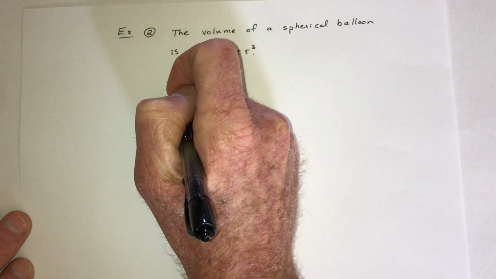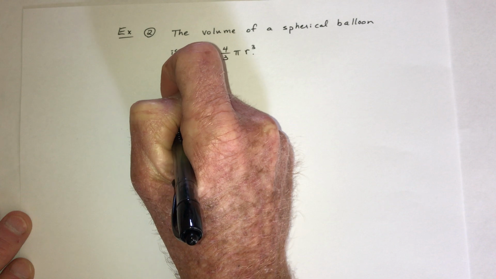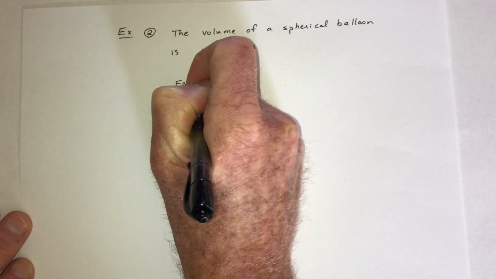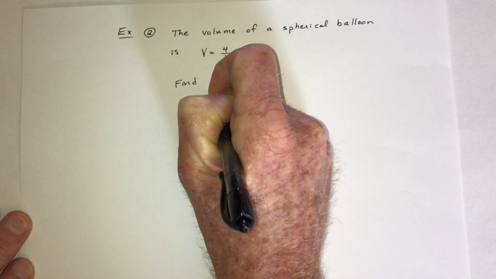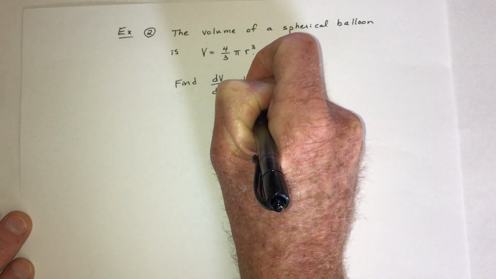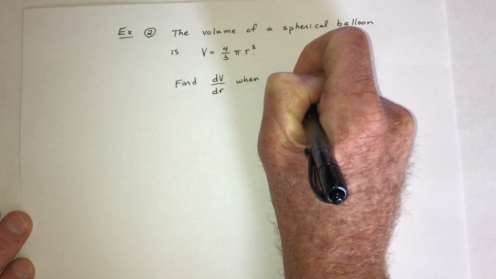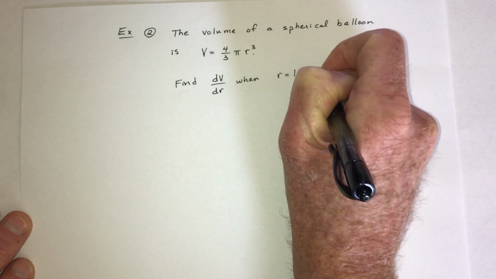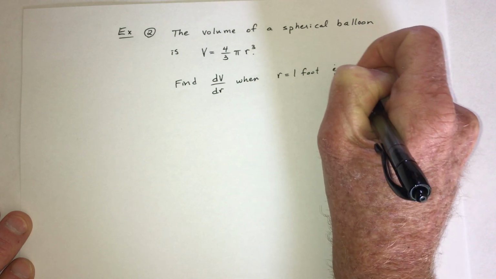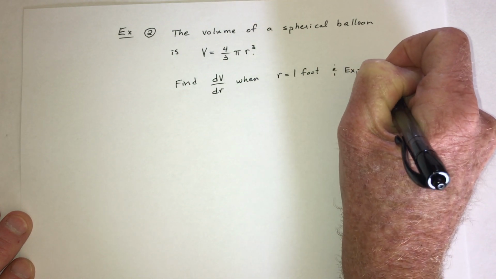So then find dV/dr when r equals 1 foot and explain what that means.